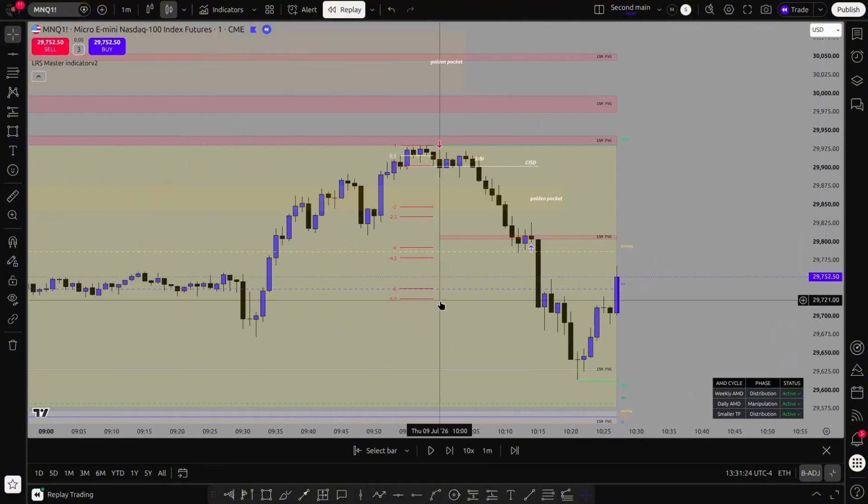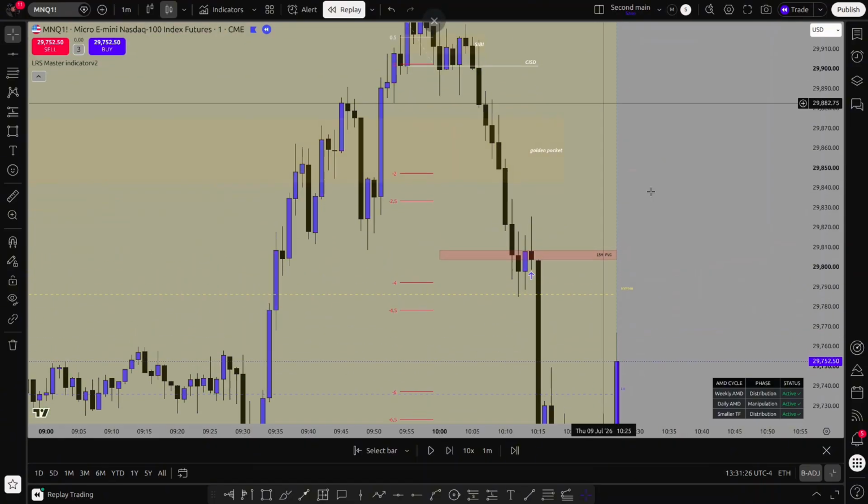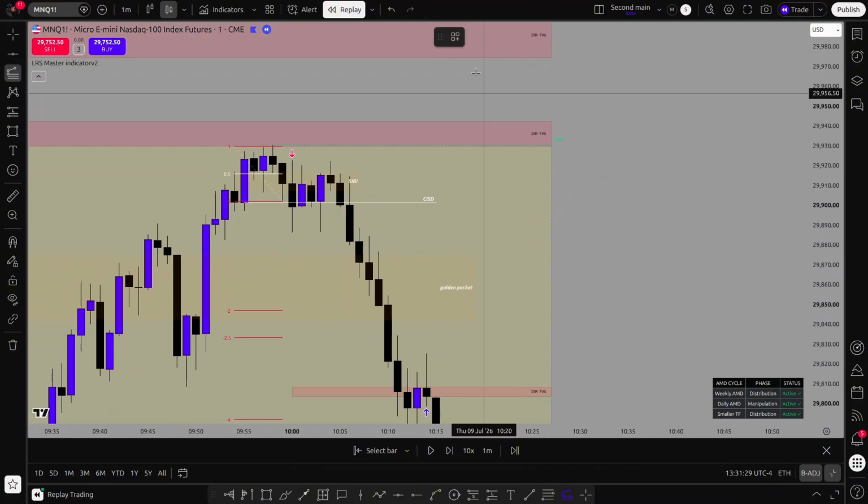In this case, we hit level 6.5. We retrace all the way down there. Now let's look at my fifth extension.